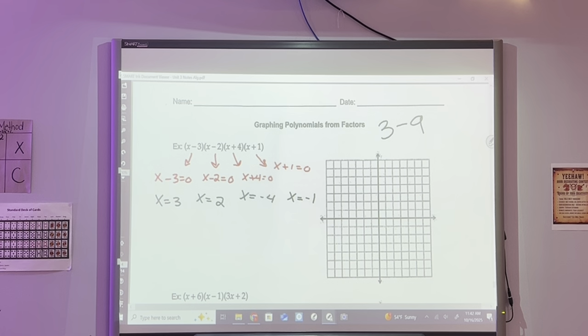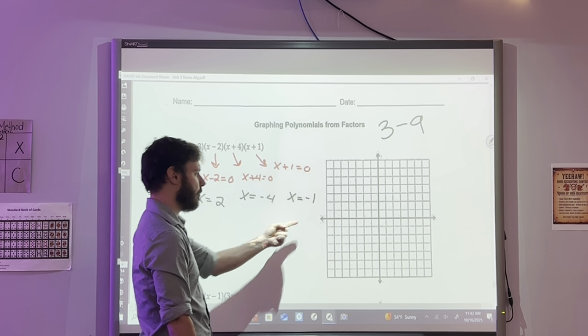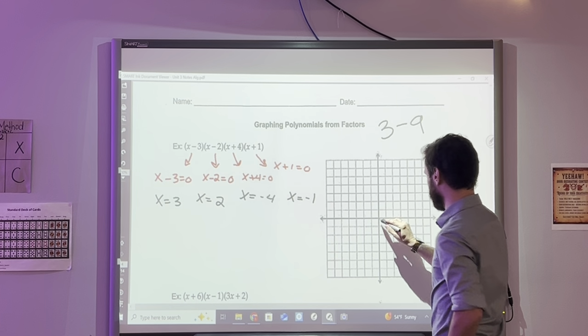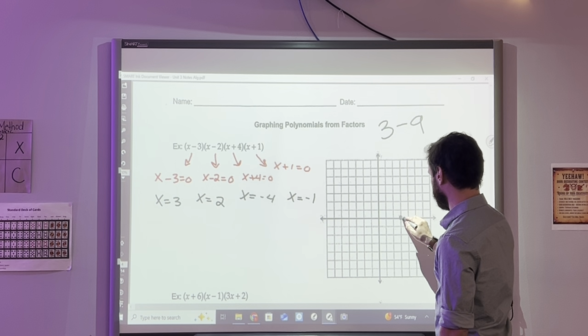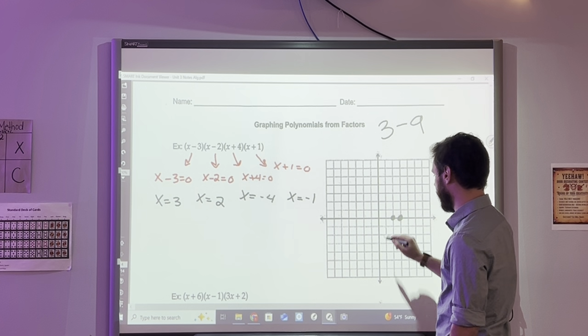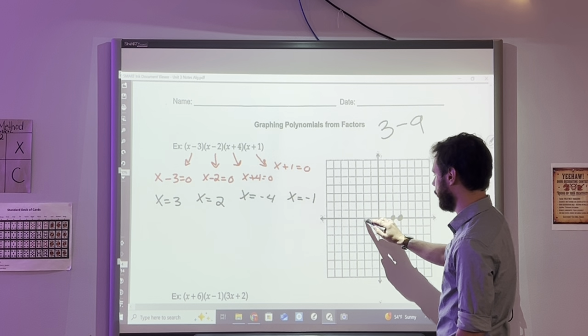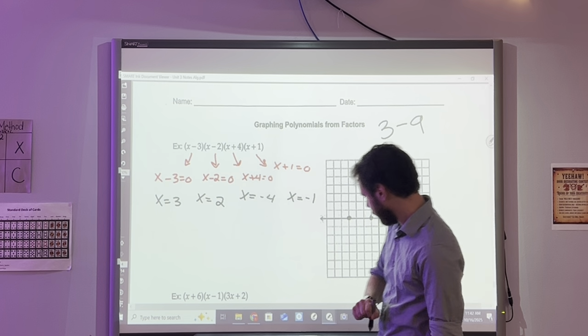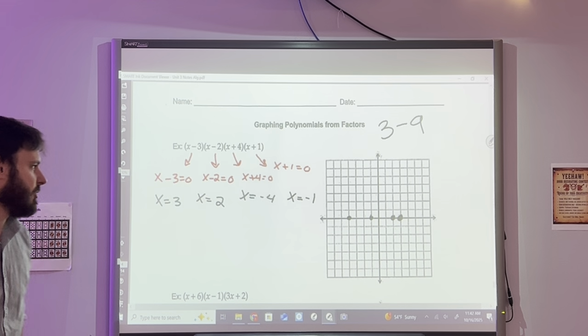Okay, we have our x's, which means we will place them on the x-axis here. I see that I have a positive 3: 1, 2, 3. I see that I have a positive 2. I see that I have a -4, so to the left: 1, 2, 3, 4. That's where -4 is. And then a -1. Okay, I have placed my zeros.